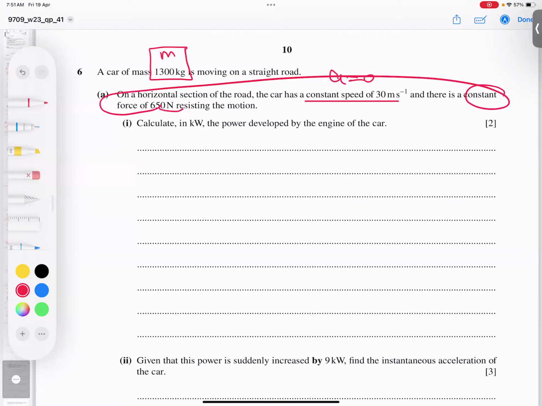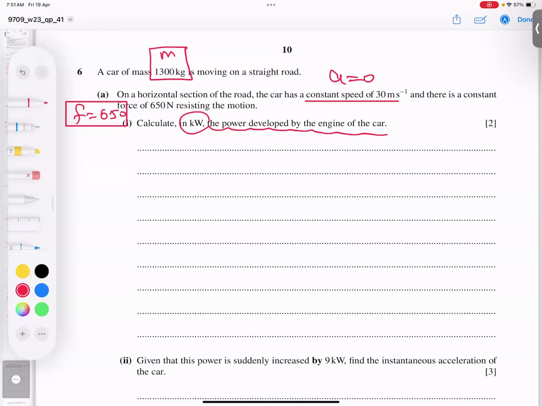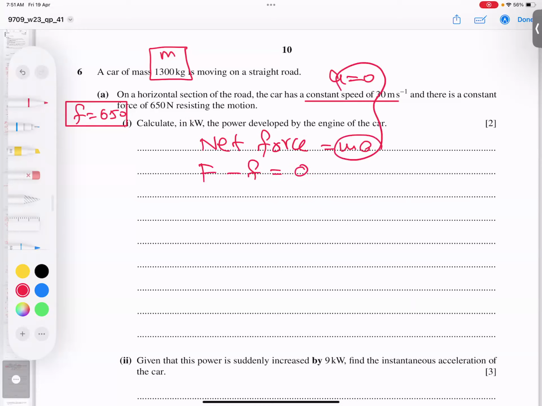And the constant force of the resistance is called the friction force. So the friction force is 650 newtons. Calculate the power developed by the engine of the car. The basic formula, as you know, is net force equals ma, and applied force minus friction force equals 0. Why? Because acceleration is 0. And we have the formula power equals F into V.